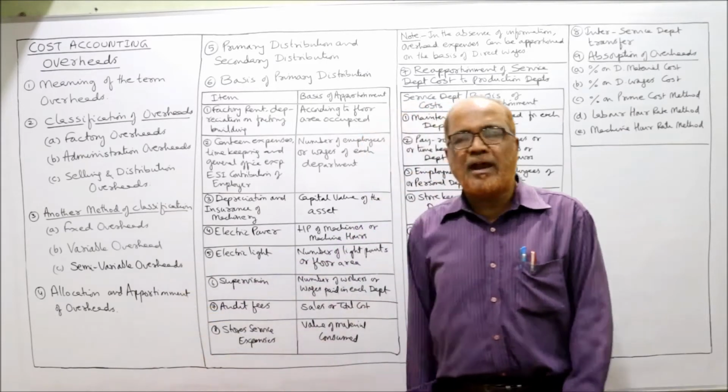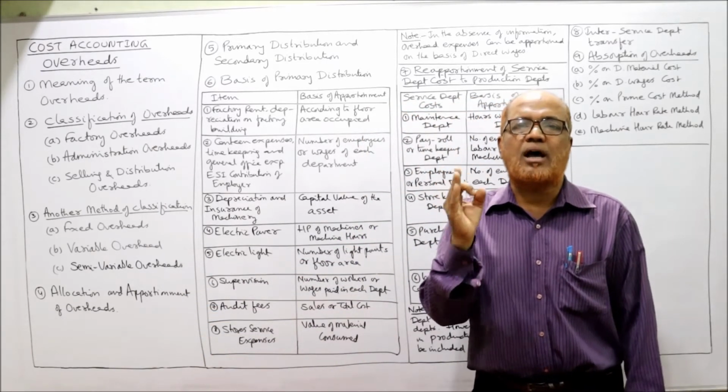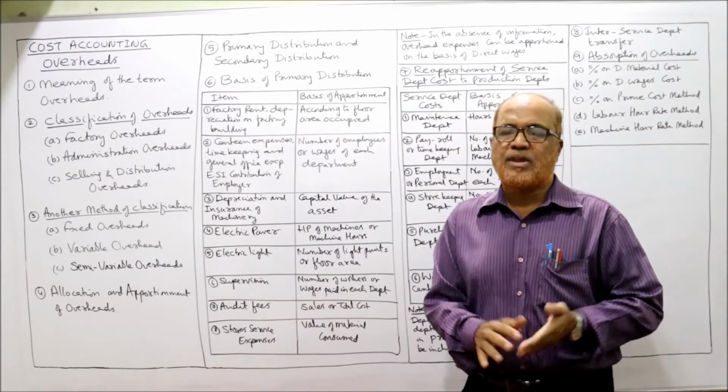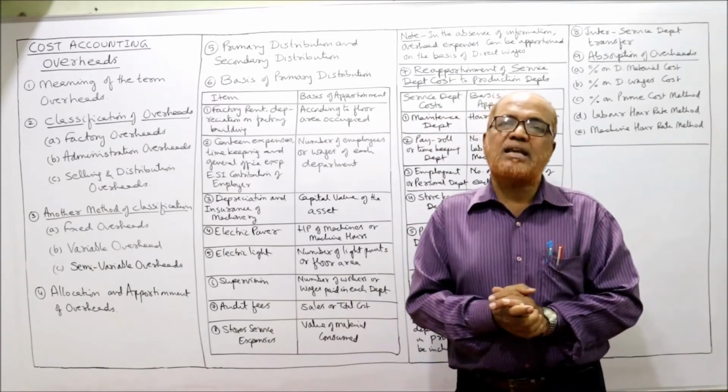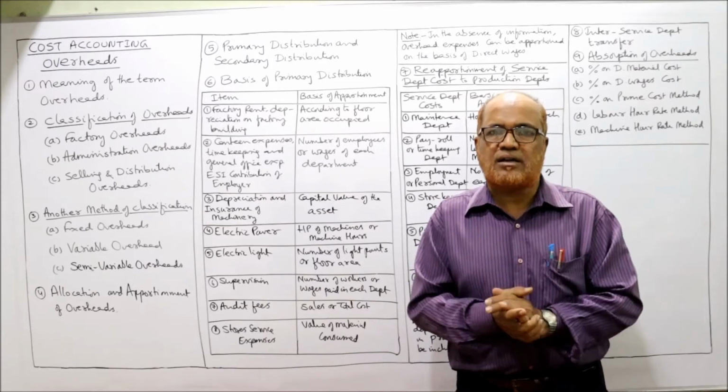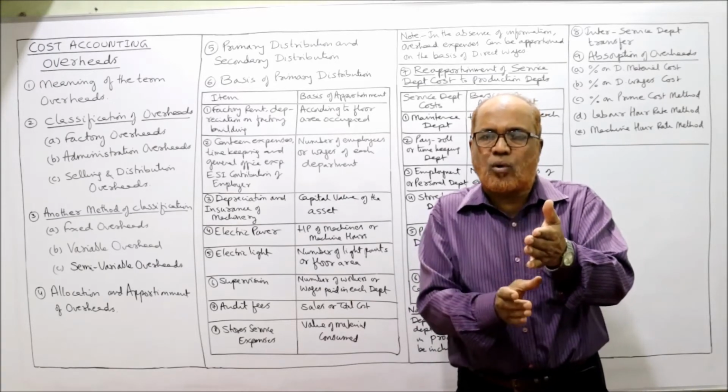Now I am coming to the main topic called allocation and apportionment of overheads. First of all, the overheads should be collected and classified systematically. What are the different types of overheads incurred?